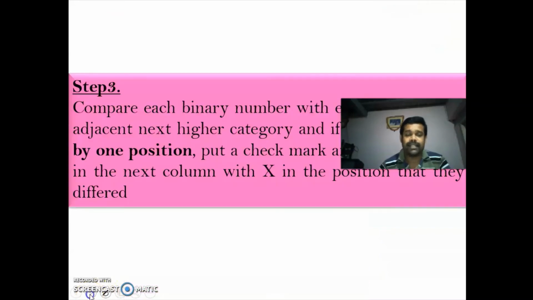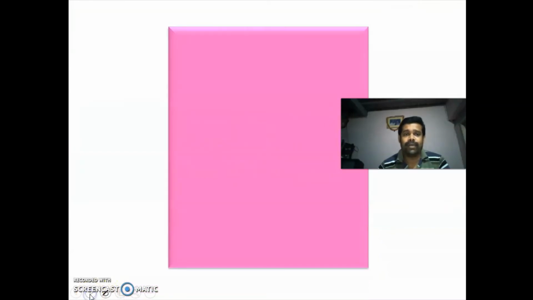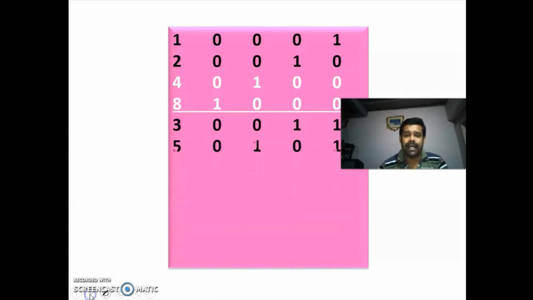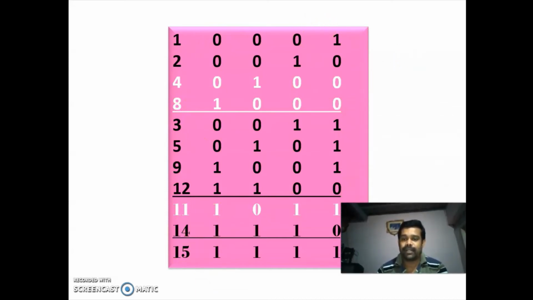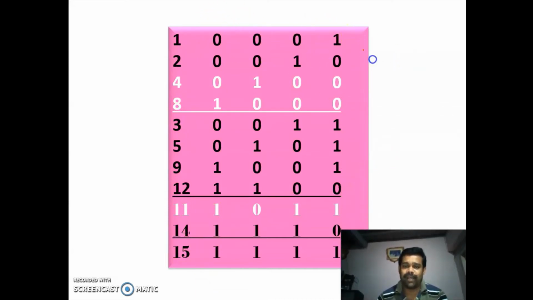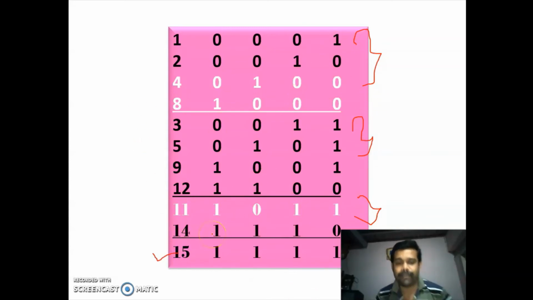Next, we have to rewrite the numbers depending upon the number of ones we are having. So depending upon the number of ones, we have rewritten the min terms. Here these are having only one 1. Next it is having two ones. Next three ones, and here 15 is having four ones. We have rewritten the numbers depending upon the number of ones.